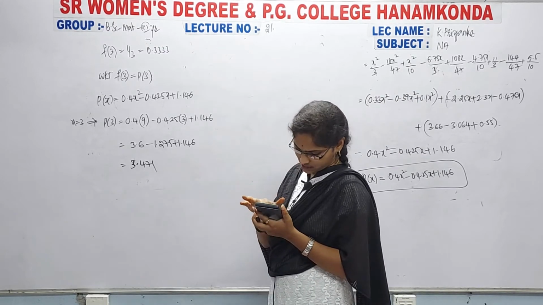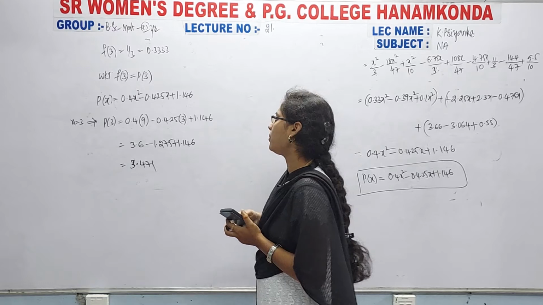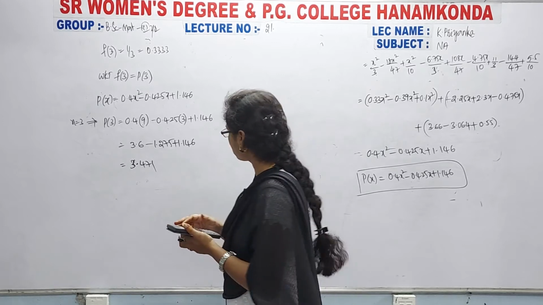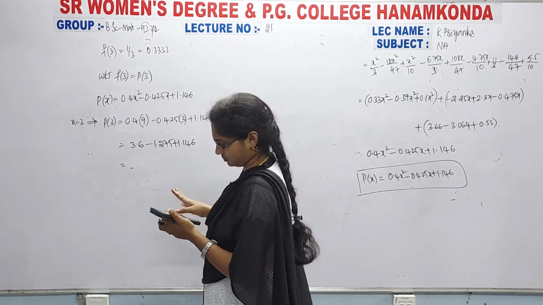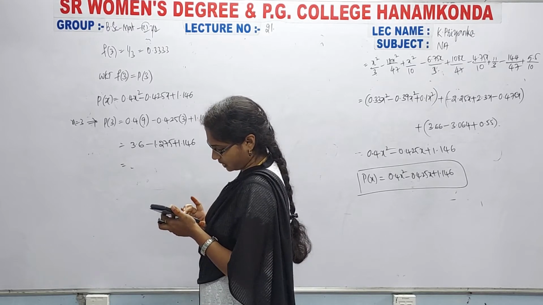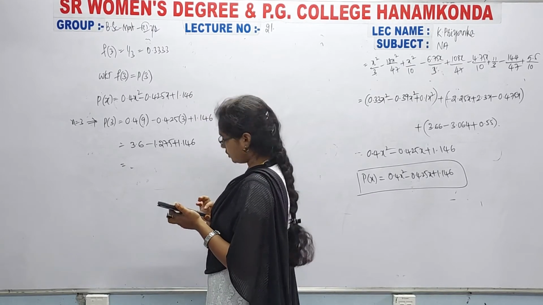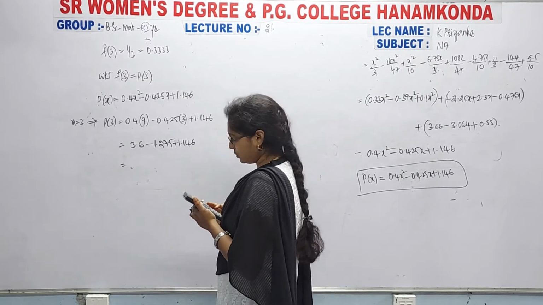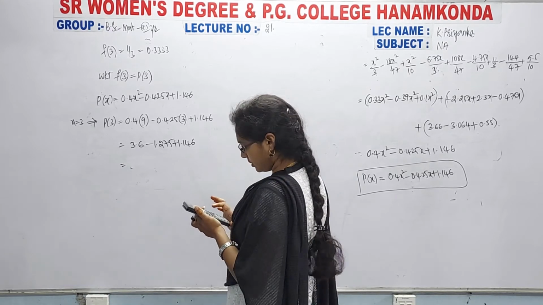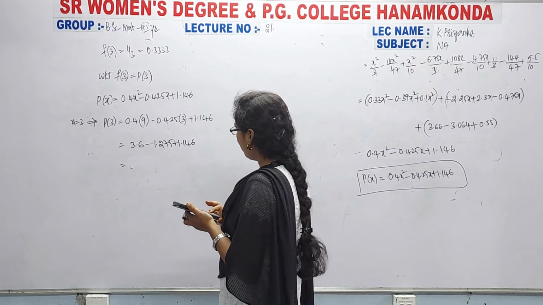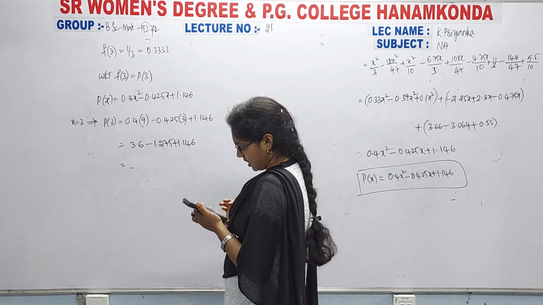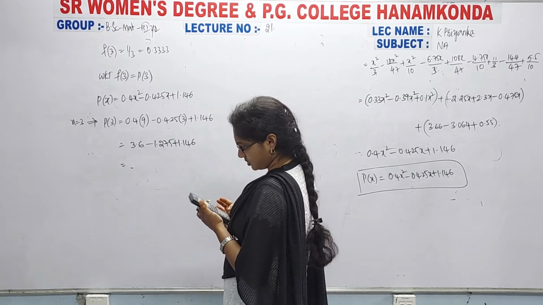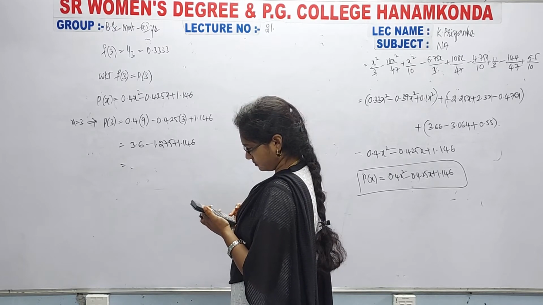Generally, by calculating f of 3 is equal to 1 by 3 in the given function, 1 divided by 3 is nothing but 0.3333 and so on. But here we have some wrong answer. 0.4 into 9 is 3.6, 0.425 into 3 is 1.275 plus. So 3.6 plus 1.146 minus 1.275. I think I pressed plus and minus wrongly.